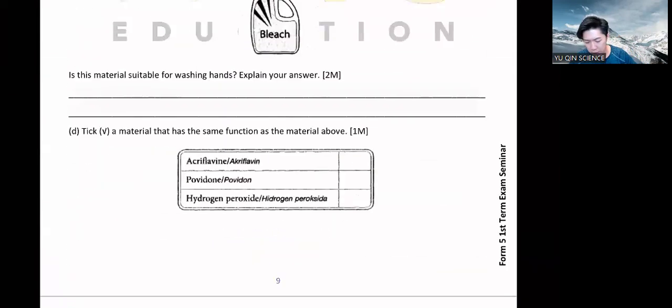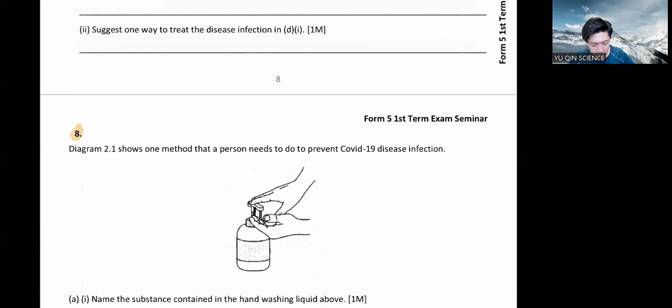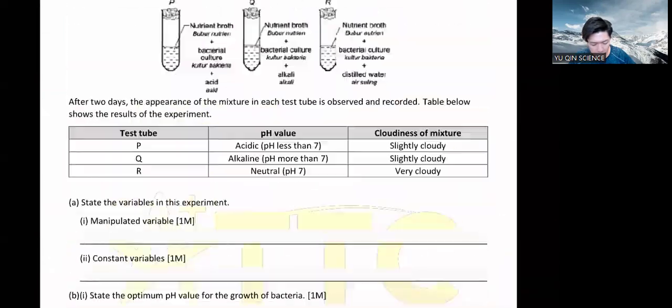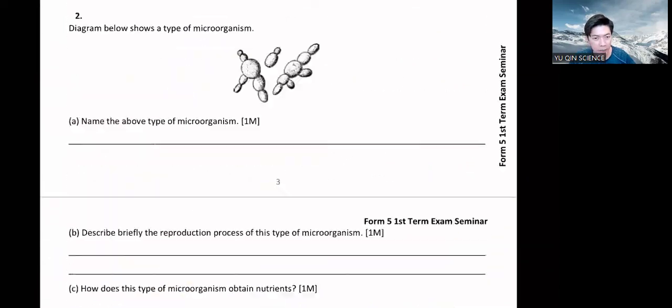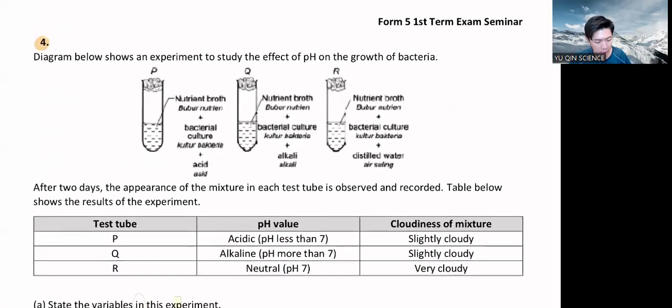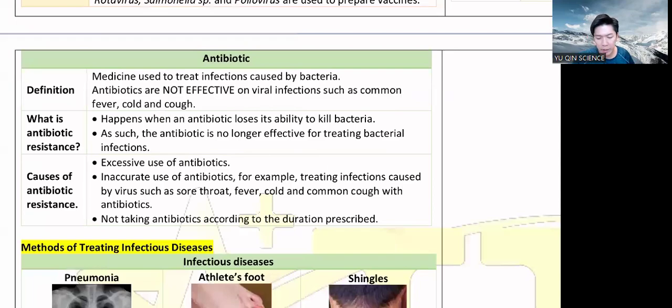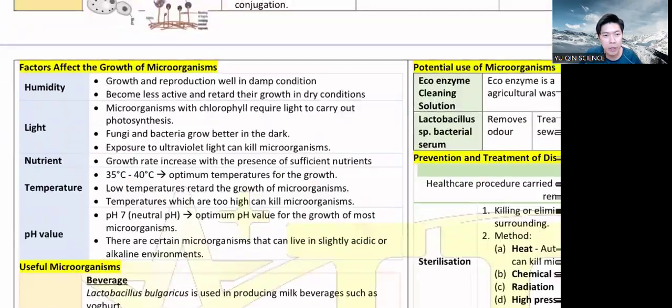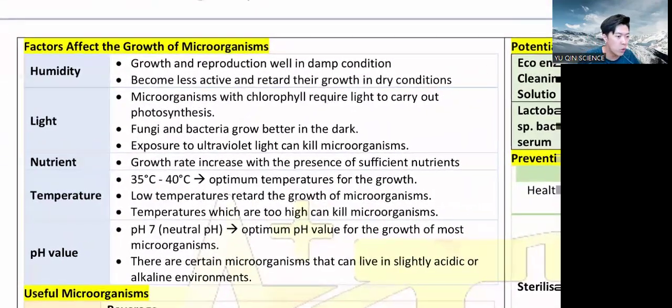Okay. So we move on to the experiment, but it's a section A kind of question, which is question number 4. You go to number 4. In the meantime, I explain a little bit of theory for you.